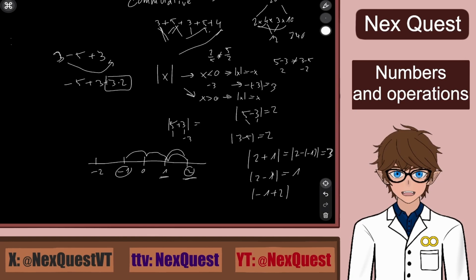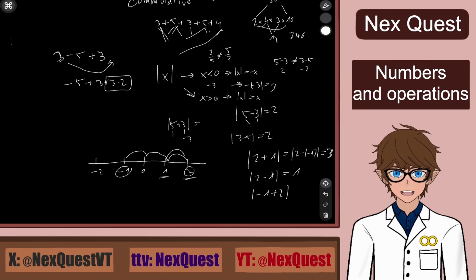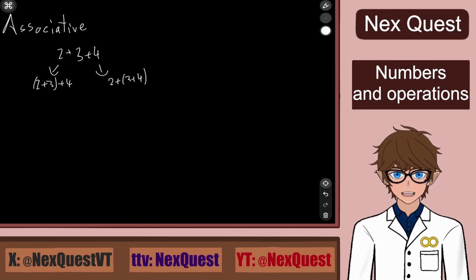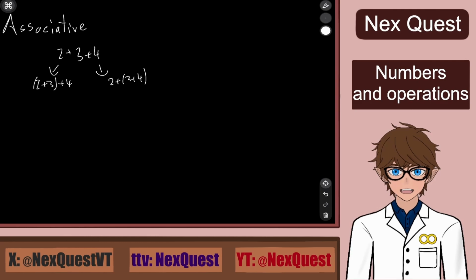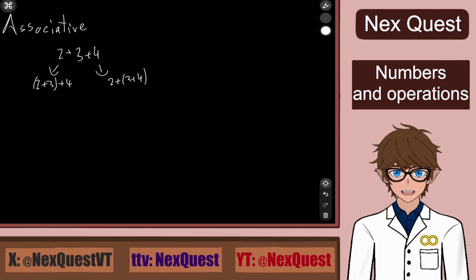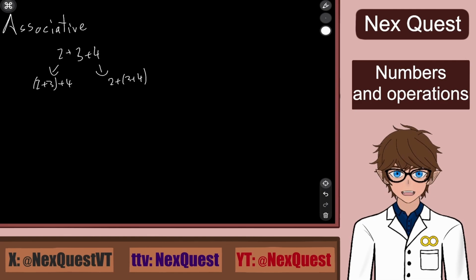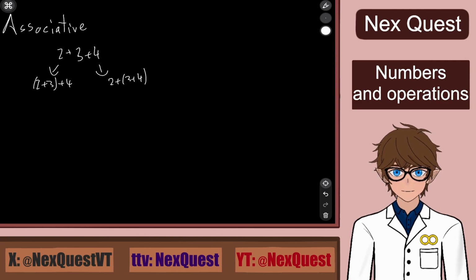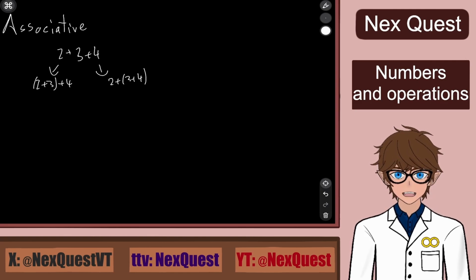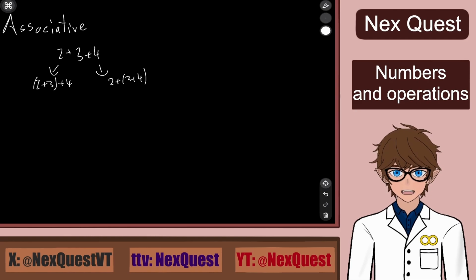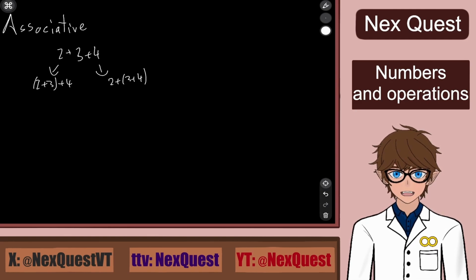Anyway, next one is associative property. It states that grouping doesn't matter for addition or multiplication, meaning that if we have 2 plus 3 plus 4, we can group this any way we want, (2 plus 3) plus 4, or 2 plus (3 plus 4). The result will be the same. This only holds for addition or multiplication.